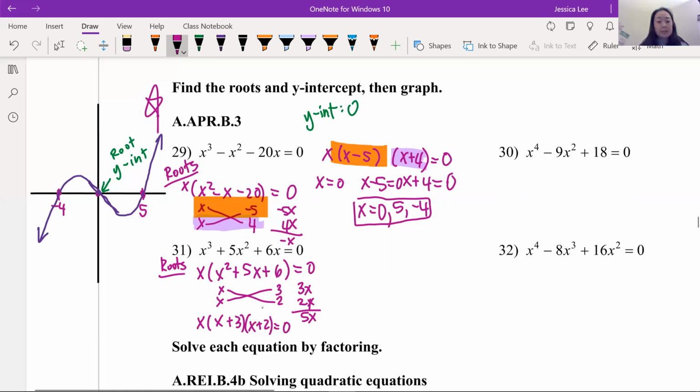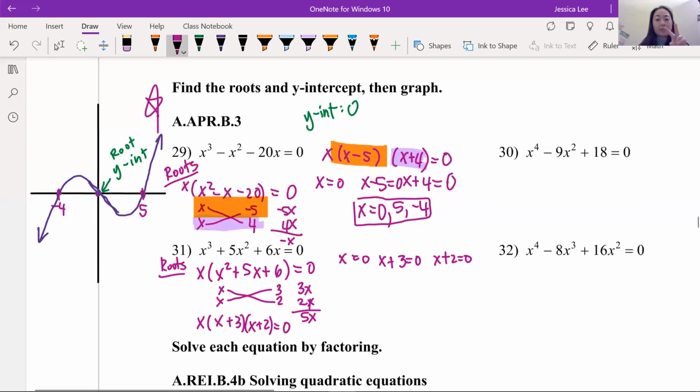Again, since we're looking for the roots, we have to set them equal to 0. So again, this is going to be x is equal to 0, x plus 3 is equal to 0, x plus 2 is equal to 0. I know some of you might be able to just figure out the roots from here, but please show this step because this is important, okay?